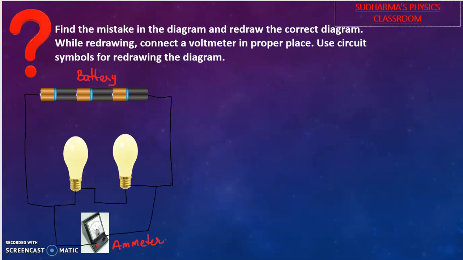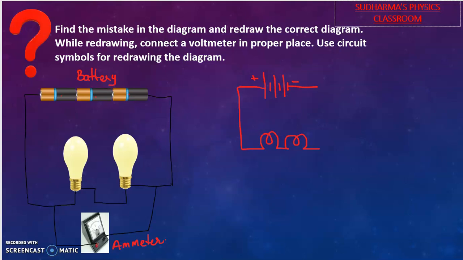How many cells are there? 1, 2 and 3. So I am going to draw 3 cells and observe which terminal is positive. Okay, 1, 2 and 3 cells connected in series. So the battery part is done. Now we have the bulbs. Okay, the bulb is represented like this. This is the bulb.